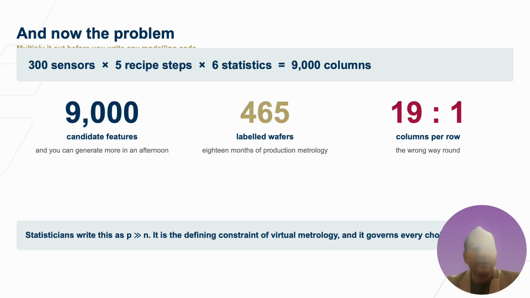19 columns for every row, and it is the wrong way around. This is the opposite of the situation most machine learning intuitions come from. Image classification has millions of examples and a fixed input size. Here the inputs outnumber the examples by an order of magnitude, and the examples arrive at the rate the fab measures the wafer. Statisticians write this as P much greater than N. It is the defining constraint of virtual metrology, and every choice for the rest of the lecture follows from it.